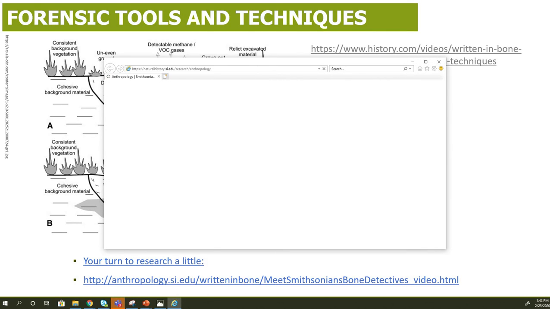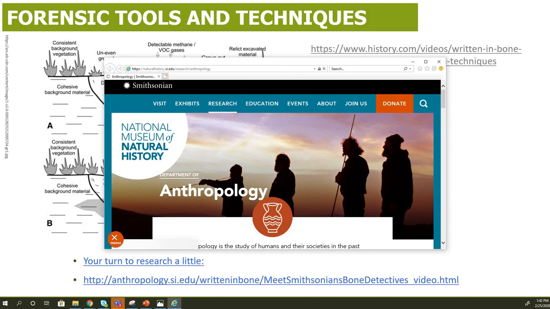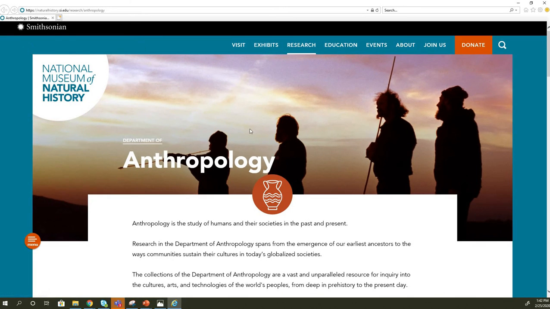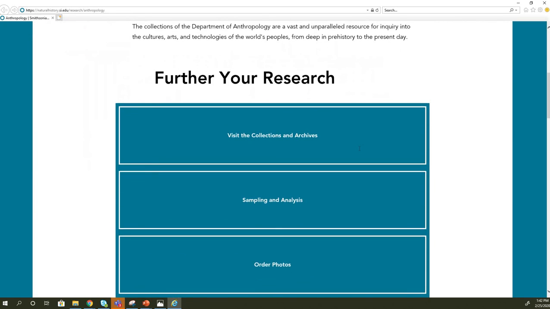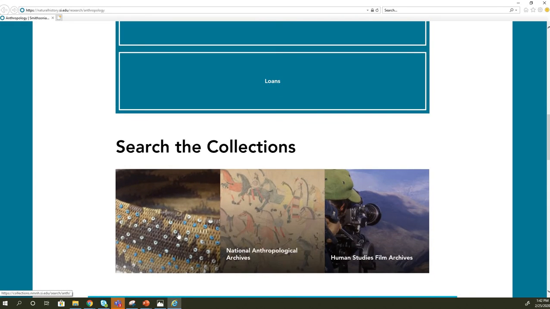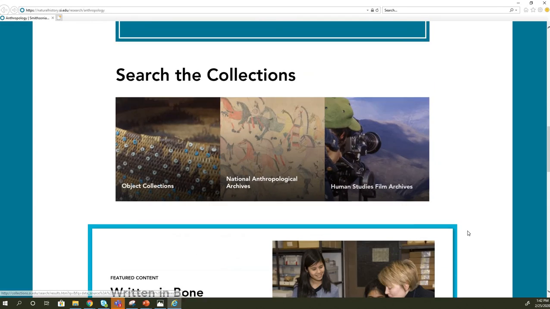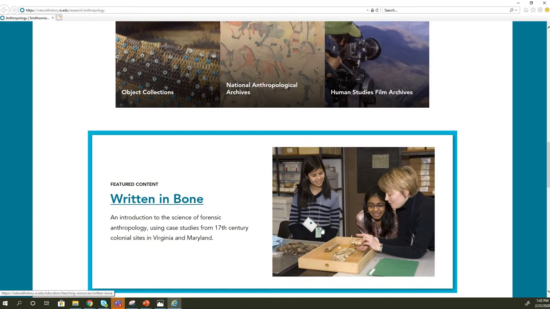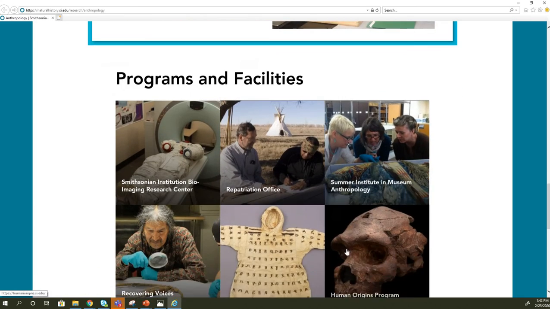On another piece of paper, I want you to write down what you find out when you go to the site. It's called the Department of Anthropology, National Museum of Natural History. There's a whole bunch of things you can look at for the research, and some things down at the bottom where you can search the collections. You can look at Written in Bones. There's several other things going on.